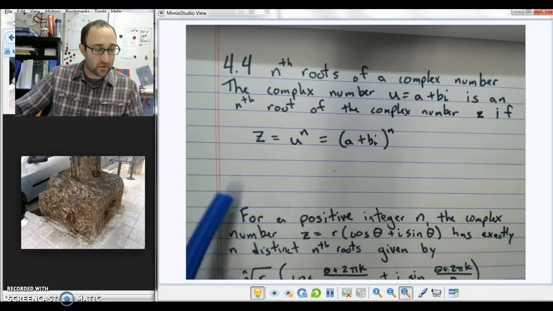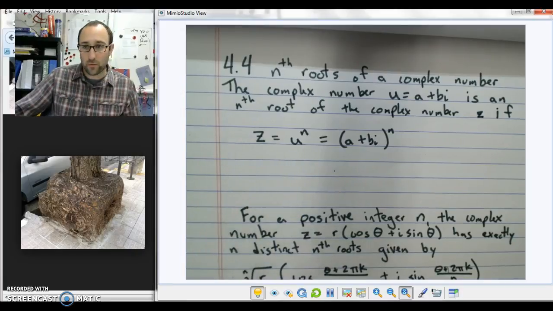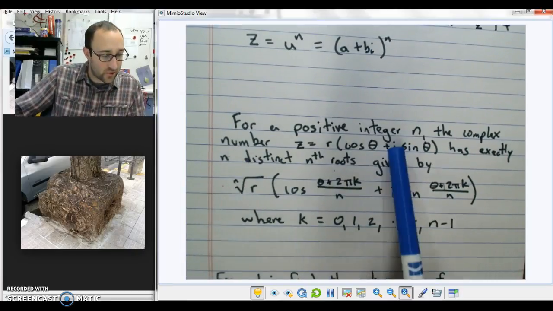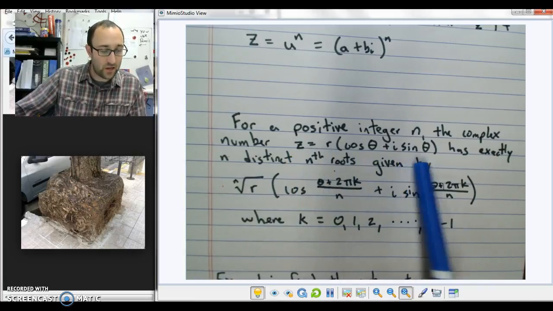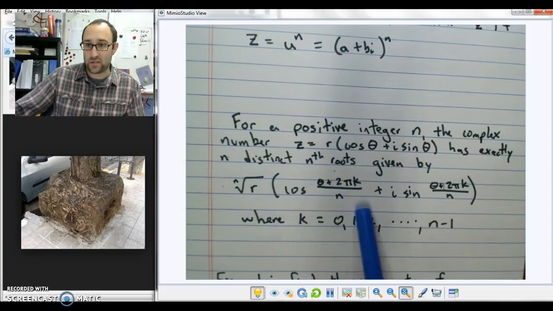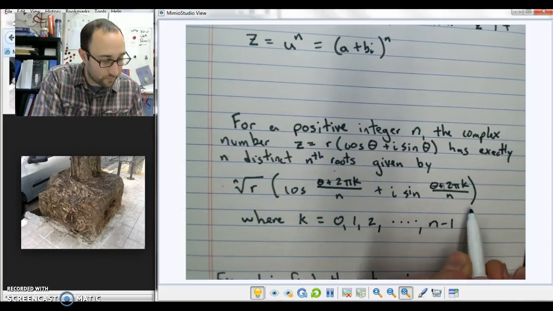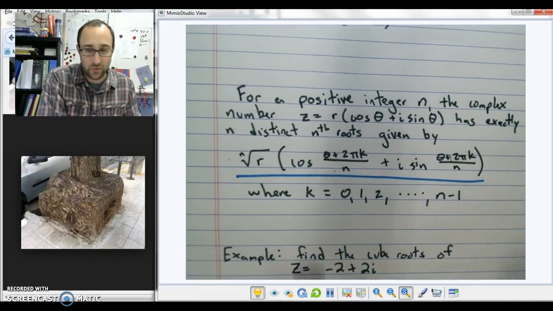Alright, but what we're going to do is try to work backwards. What happens if we have z and we want to find u? So we're going to use this. For the positive integer n, the complex number z equals r cosine theta plus i sine theta has exactly n distinct nth roots given by this formula right here. So that's kind of an important formula. It's also in your book, page 333.